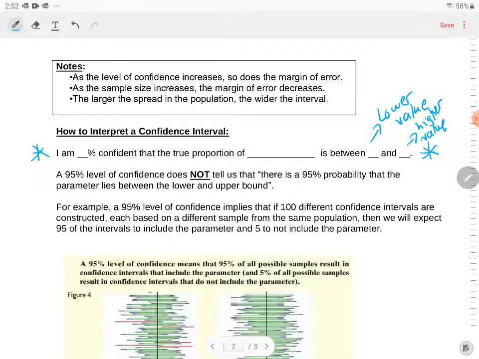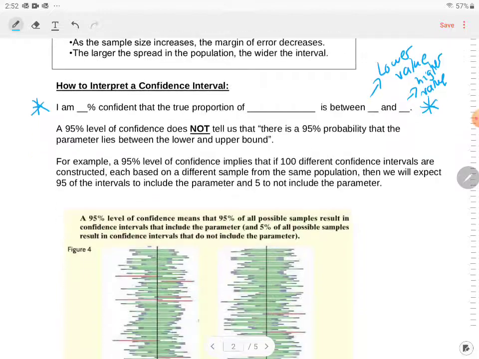Okay, so for example, we want to be really careful because it does not tell us that there's a 95% probability. It's that you're confident that you'll find the parameter between the lower and upper bound. For example, a 95% level of confidence implies that if there were 100 different confidence intervals, we would expect 95 of the intervals to include the parameter and 5 to not include it. Here's a visual, just so you can see what it would look like.